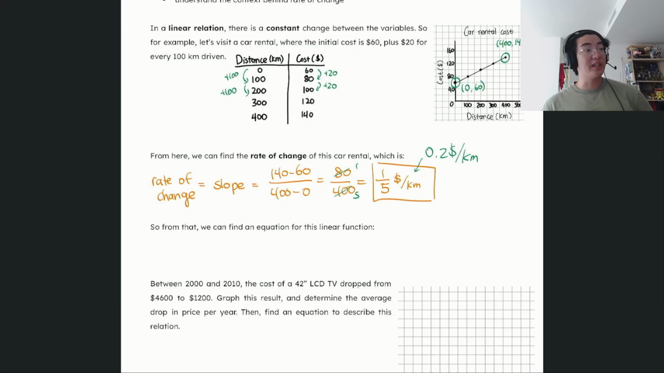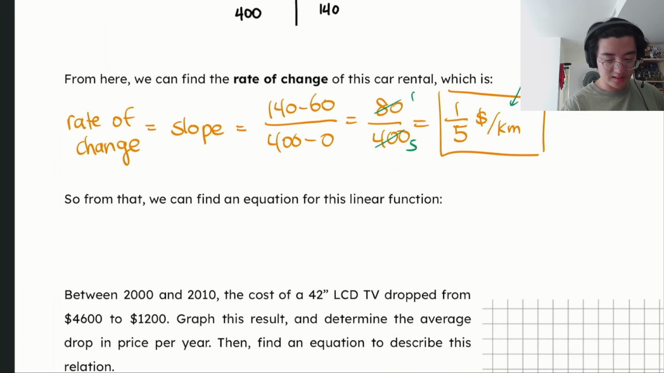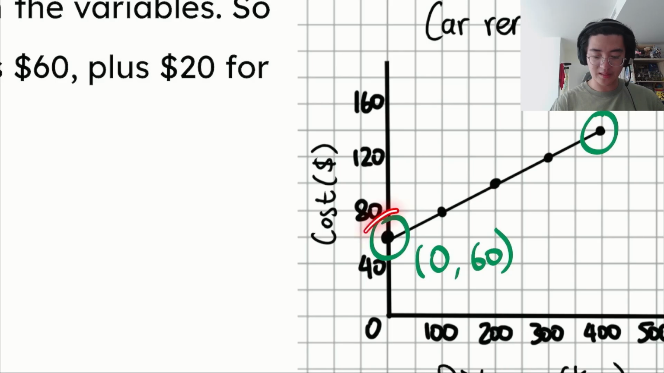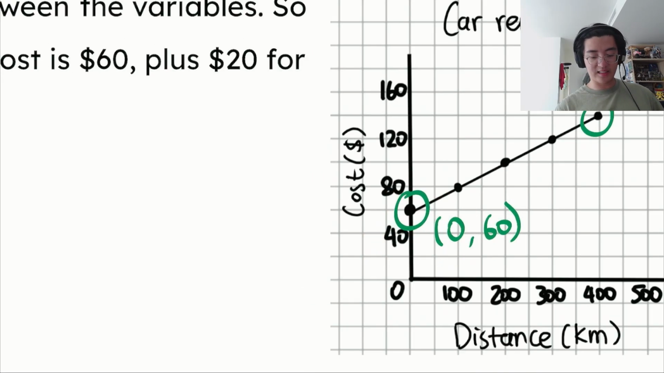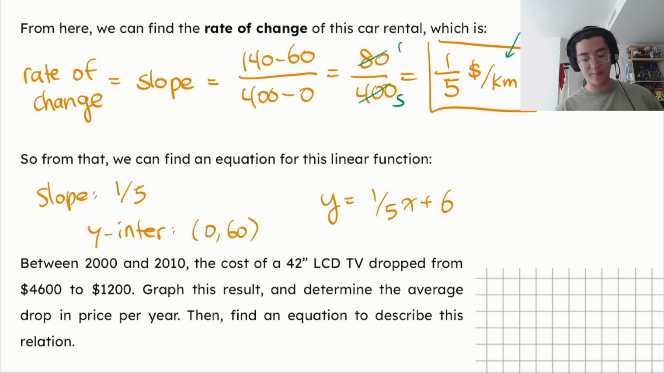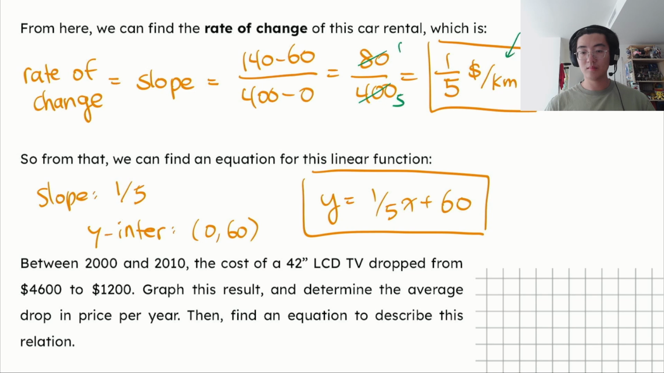And then from there, we can find an equation with it as well, so what we covered last lesson. We know the slope is 1 over 5. We just have to find the y-intercept. And as we can see right here, the y-intercept, where it touches the y-axis, is at 60, or (0, 60). So our equation here is the slope, x, plus the intercept, which is 60. Okay, there we go.